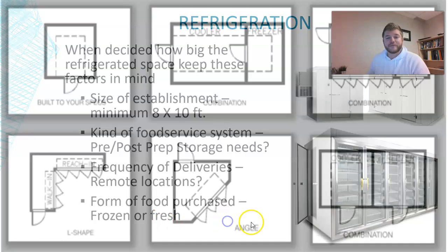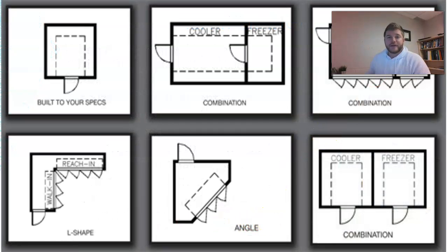And then of course the form of the food. So when you look at this, you can see a bunch of different ways in which your refrigerators can look. They could be angled, they could be combo. This one's always neat where you have to walk through the cooler to get to the freezer. It really doesn't matter, whatever makes the most sense for your space.